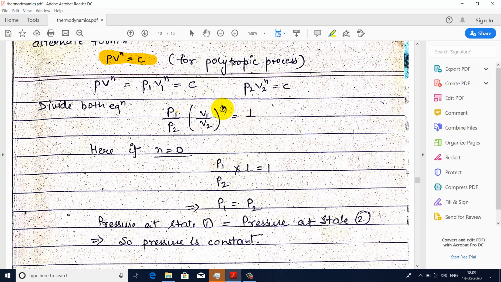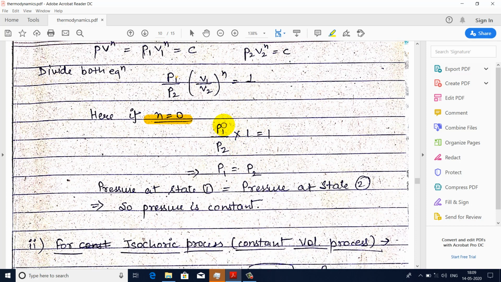And if we put here the value of n as 0, then V1 upon V2 to the power 0 will become 1, because 0 in the power of any term equals 1. We know that formula already. So it becomes P1 upon P2 equals 1, which means P1 equals P2, which means pressure at state 1 is equal to pressure at state 2. If pressure at both the states is equal, that means pressure is constant. That means the process is isobaric. So from this derivation also we can say that in case of n equals 0, we get isobaric process, or we can say for isobaric process the value of n is 0.